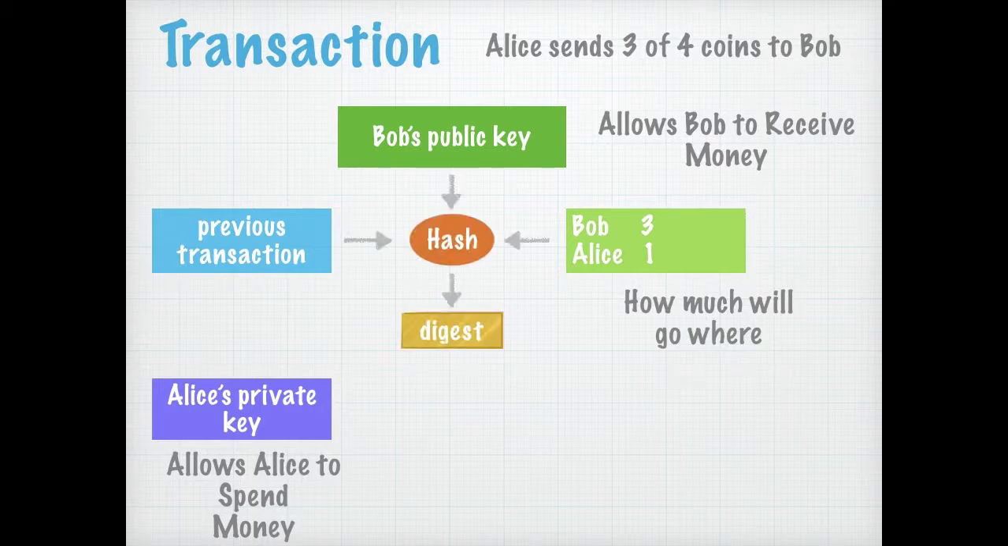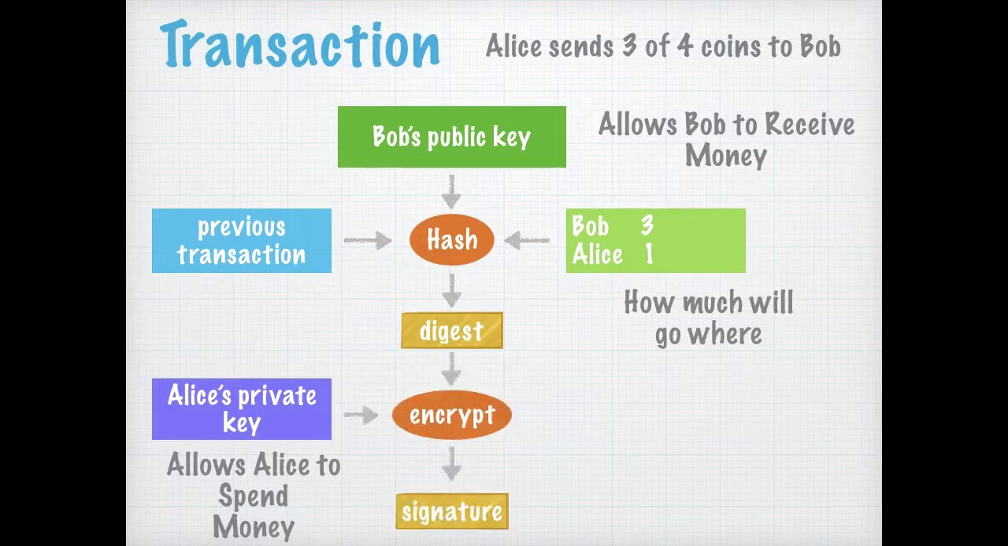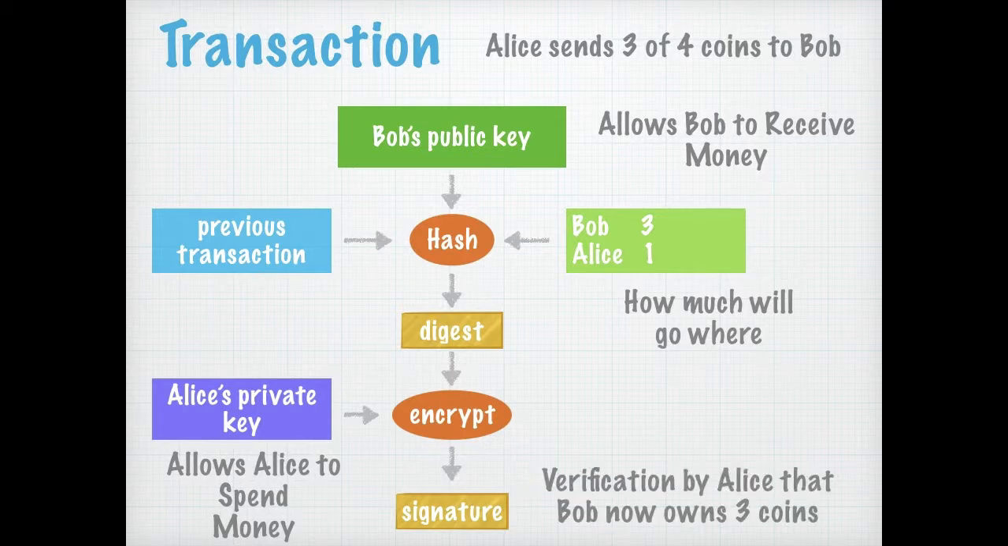So all of this information is concatenated and then hashed, and that produces a digest. If you saw my previous video on cryptography, you would recognize what I'm talking about here. And this digest, together with Alice's private key, is fed into an encryption algorithm, which gives us the signature for this whole transaction. And that is essentially the verification by Alice that Bob now owns these 3 coins.